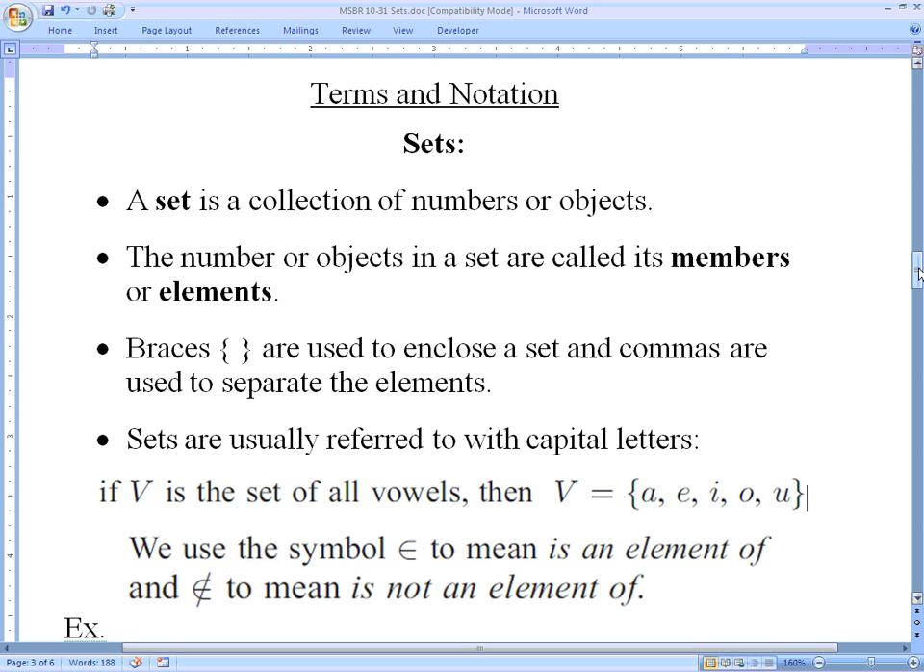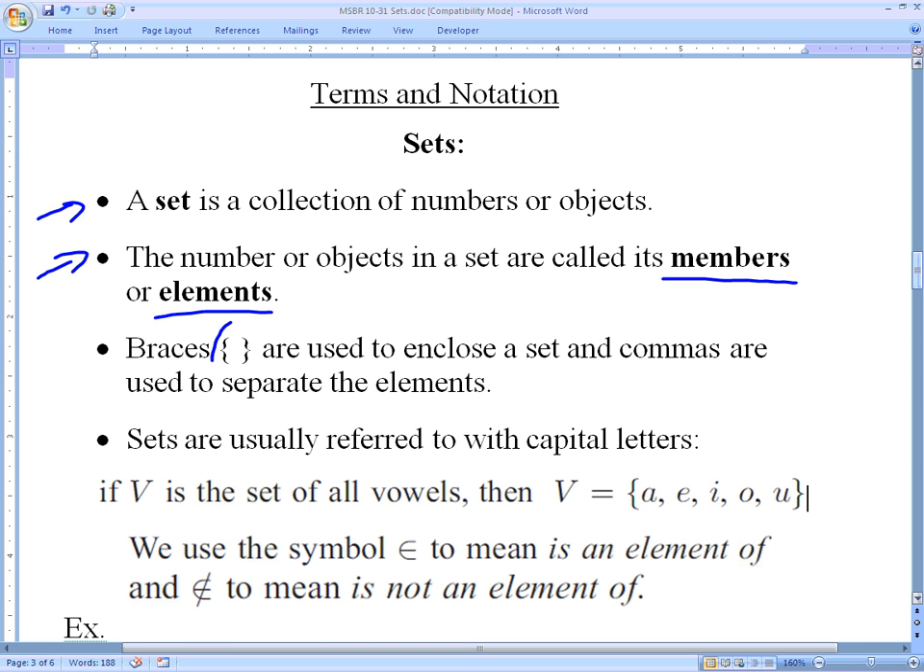Sets. A set is a collection of numbers or objects. We've seen set notation back when we studied probability, and some of these things will look familiar from the unit on probability. The numbers or objects in a set are called its members or elements. So you can have elements of a set or the members that are in a set.